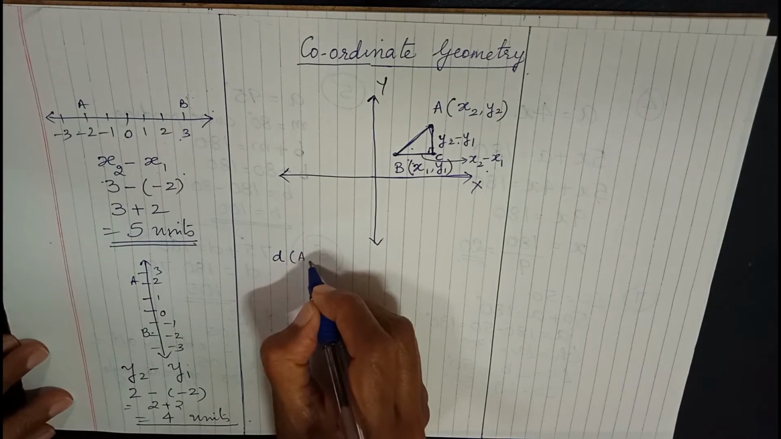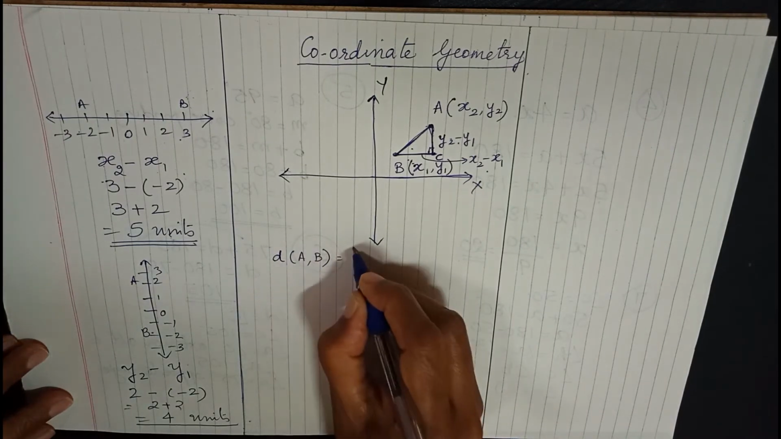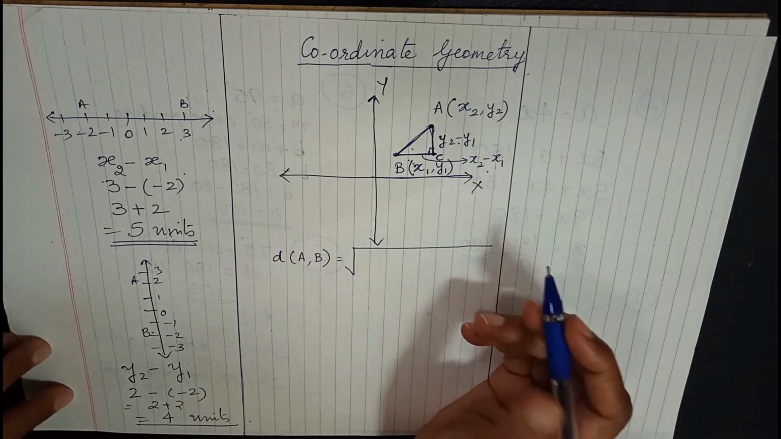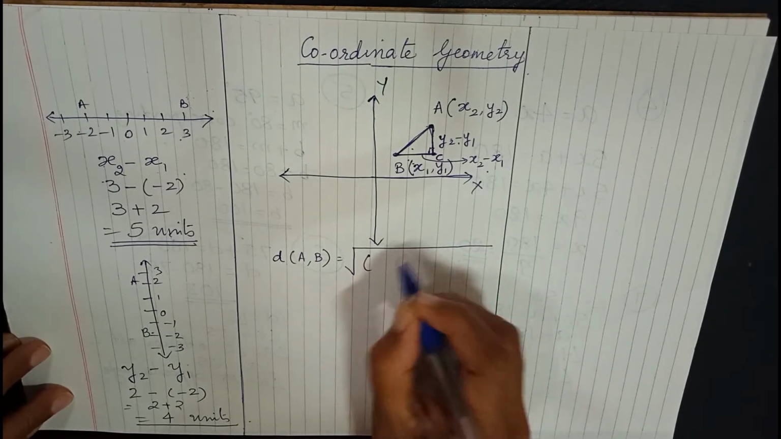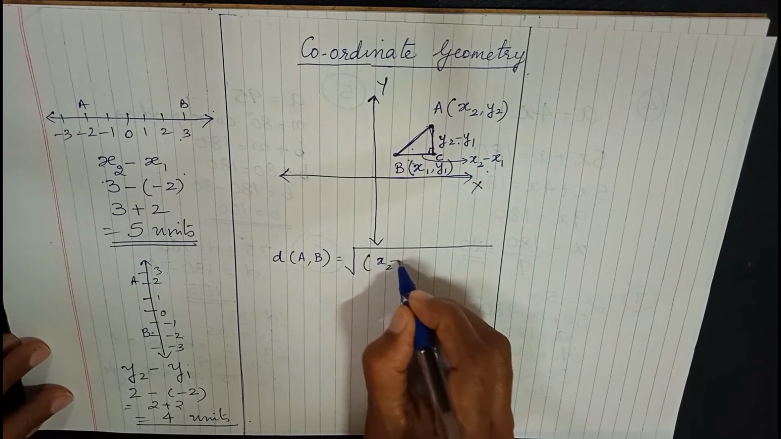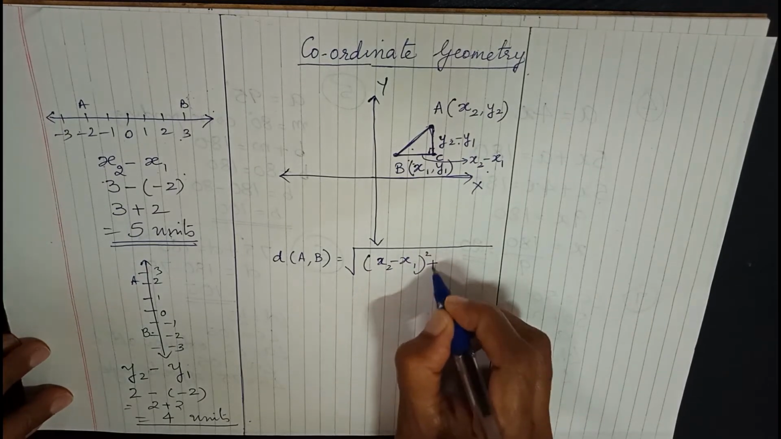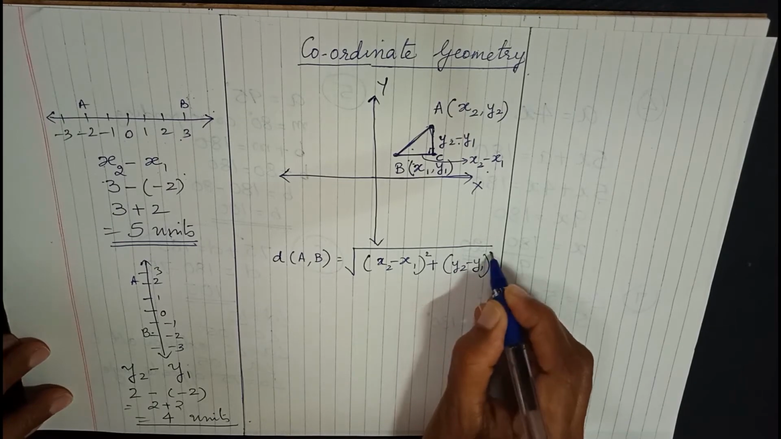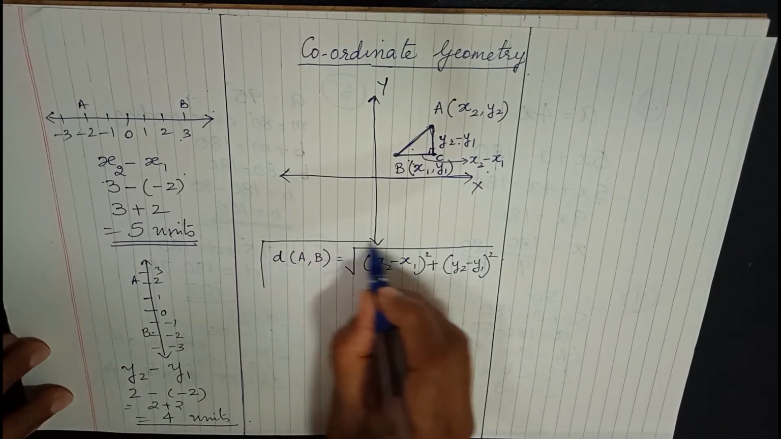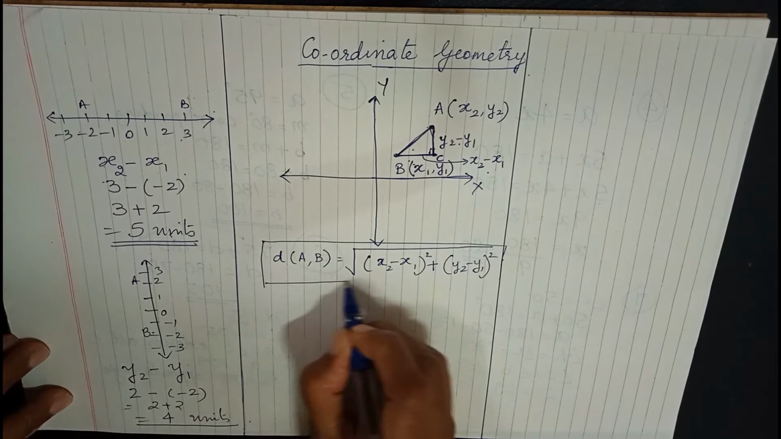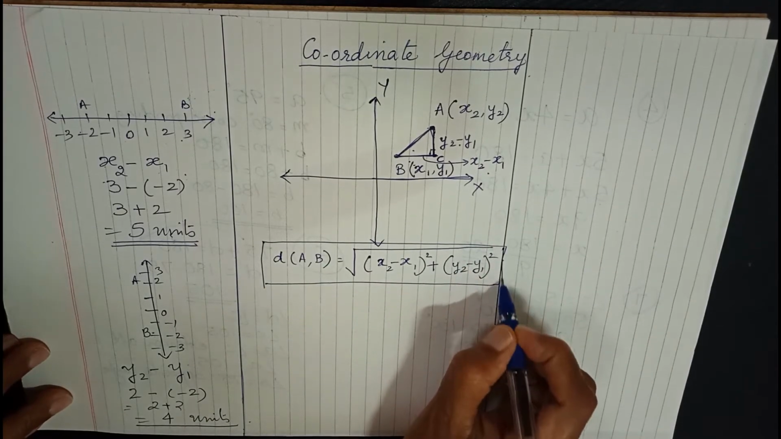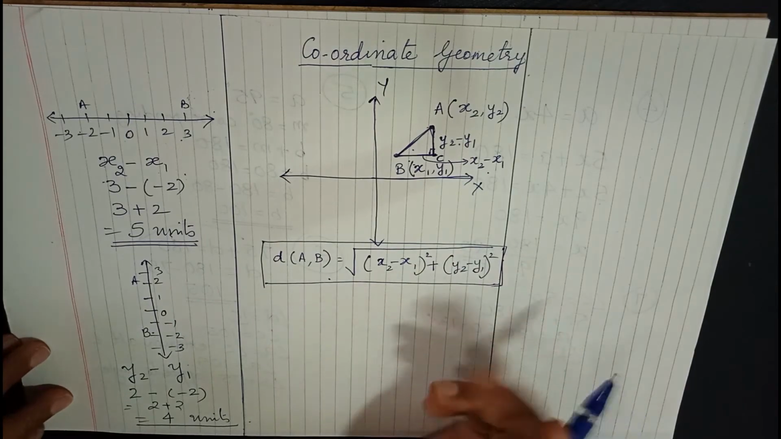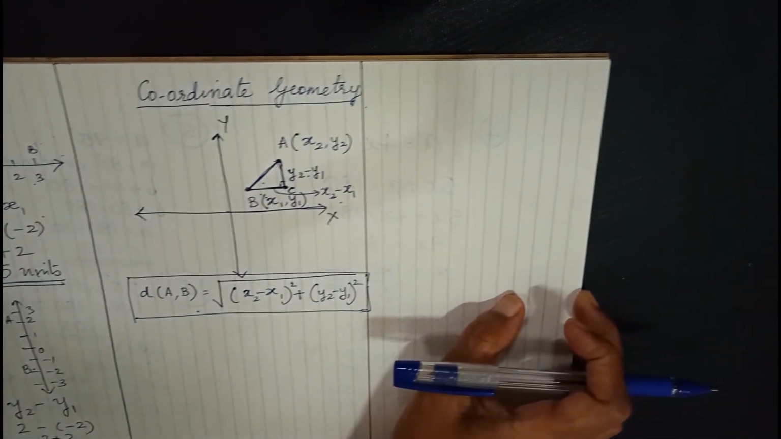So distance AB, which is the hypotenuse, will be nothing but the square root of one side square plus second side square, which is the Pythagoras theorem. One side square is x2 minus x1 the whole square and the second side is y2 minus y1 the whole square. So from here we get the distance formula to find the distance between any 2 points in the quadrant system. Let's use this formula and try to solve some sums today.